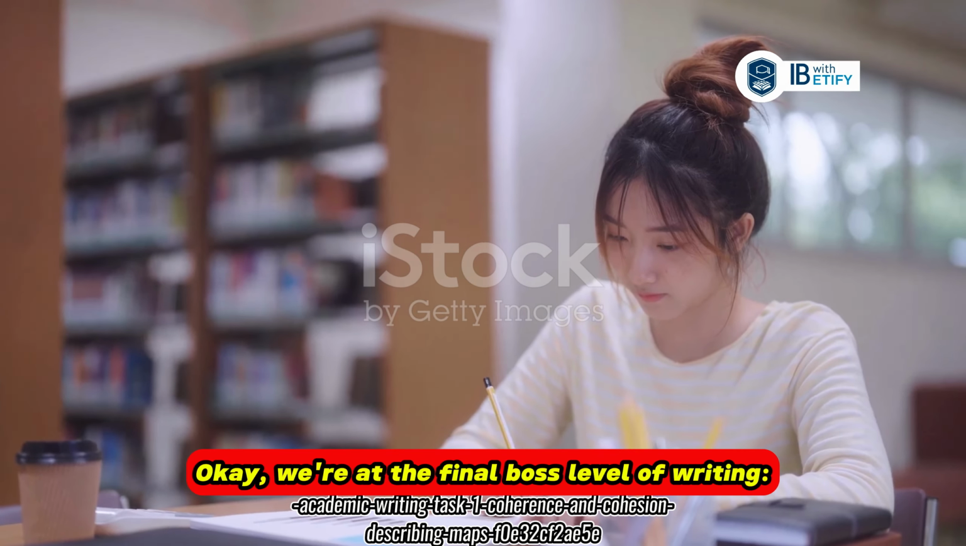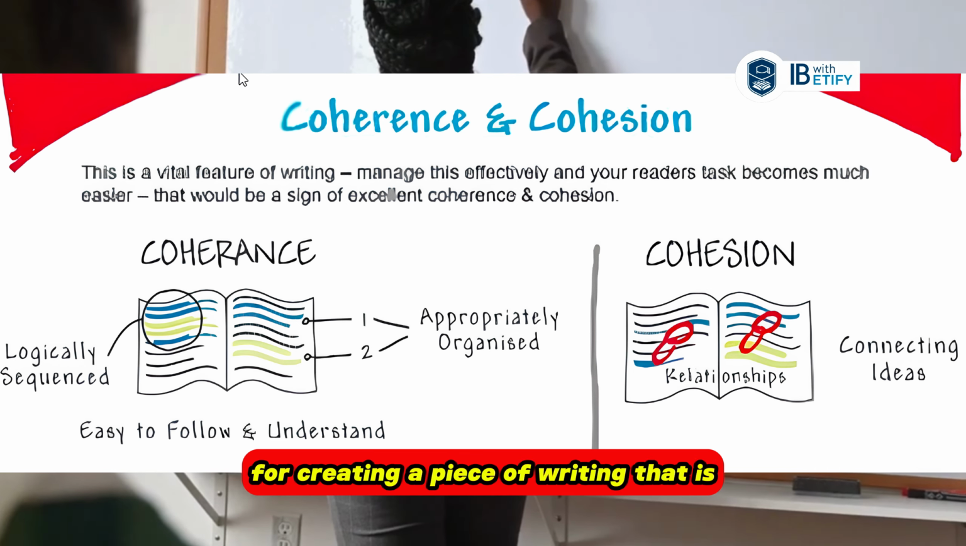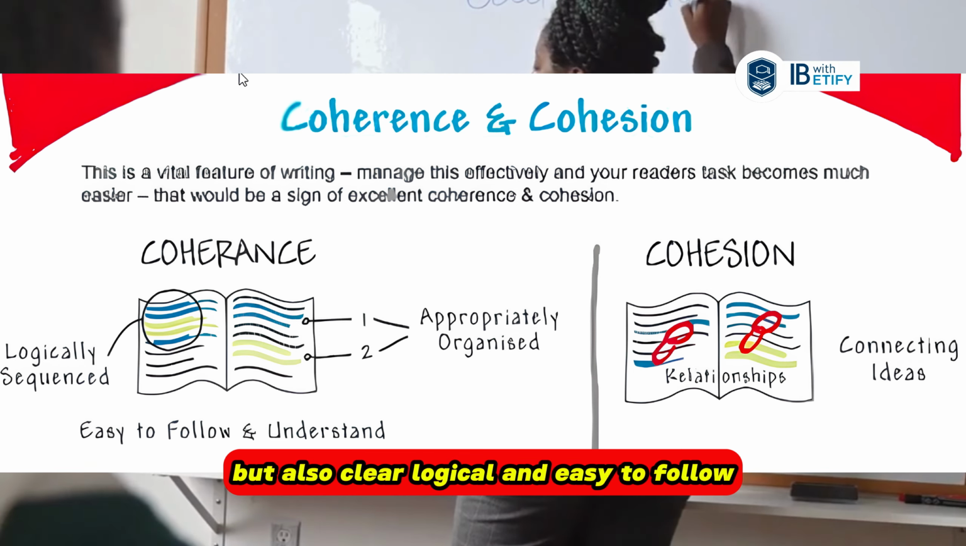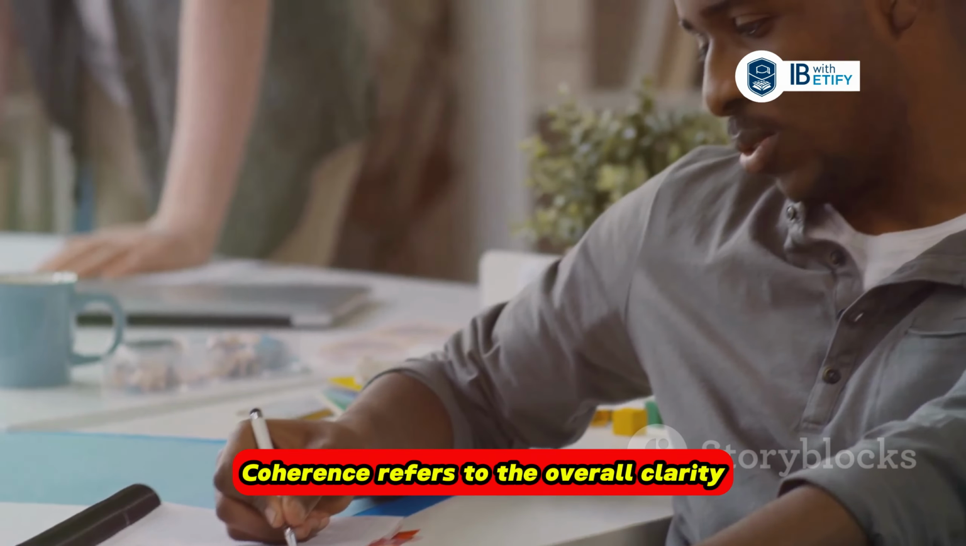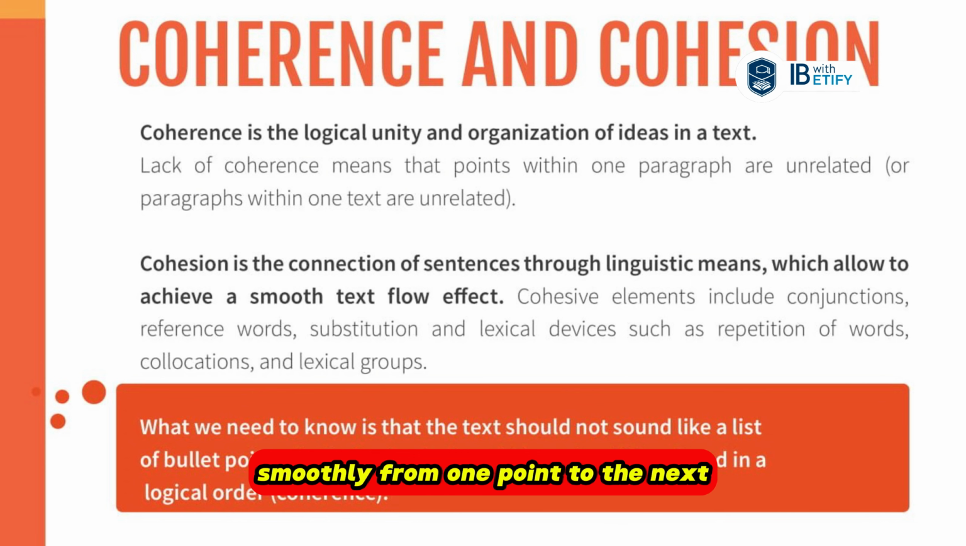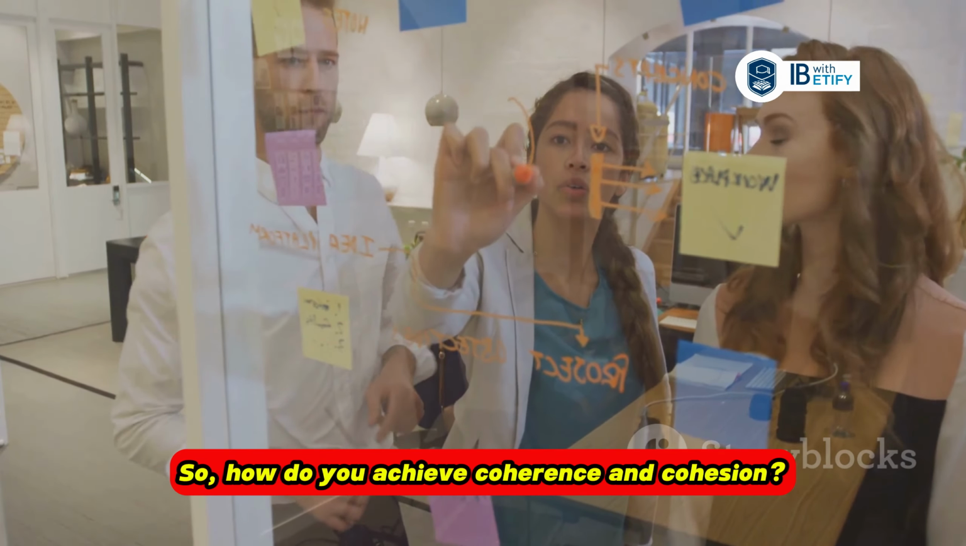Okay, we're at the final boss level of writing: coherence and cohesion. These two elements are essential for creating a piece of writing that is not only grammatically correct, but also clear, logical, and easy to follow. Coherence refers to the overall clarity and unity of your writing. It's about making sure your ideas are logically connected, and that your writing flows smoothly from one point to the next. Cohesion, on the other hand, is about the specific linguistic features you use to create that flow, like transition words, pronouns, and synonyms.